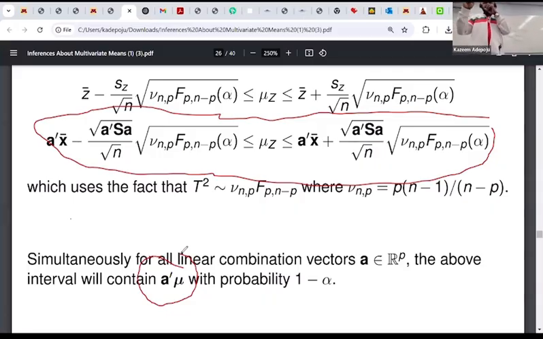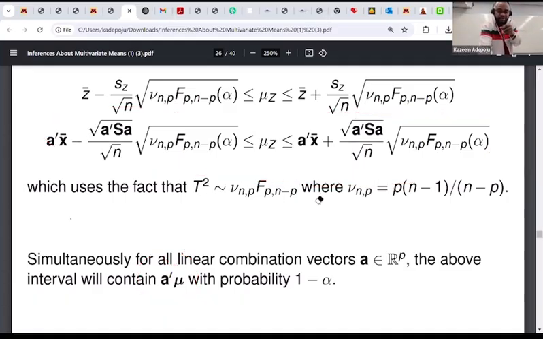Don't forget, alpha is the level of significance, which is the maximum probability of committing type 1 error. 1 minus alpha is the level of confidence. Level of confidence is different from level of significance. Level of significance is a level of statistical error, which is the maximum probability of committing type 1 error.